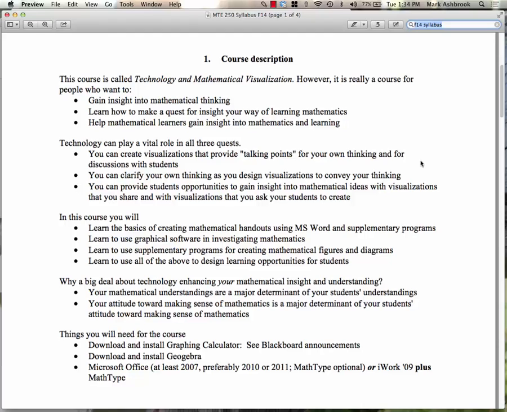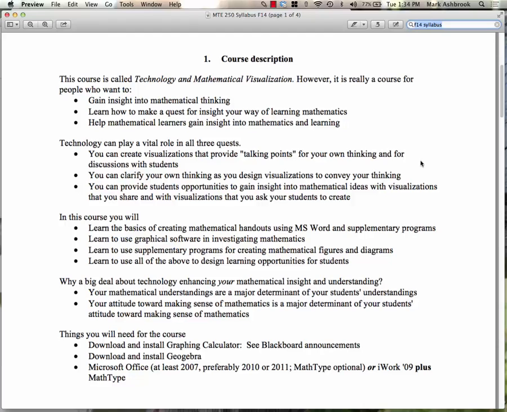Okay? So notice that in those three bullet points, it doesn't say anything about technology and visualization. You notice that? So what does technology and visualization have to do with that? If this is what the course is about, and the course is called Technology and Visualization, why does there seem to be a disconnect, but there really isn't? Because we're using technology and mathematical visualization to gain insight.